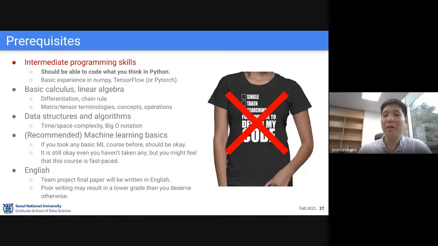If you have enough experience in Python, and if you have basic knowledge about NumPy or TensorFlow, and if you have taken some basic machine learning course before, you should be fine. But if you haven't done your homework by yourself, and someone heavily helped you, then you may have a hard time. So think about this. And if you are not sure if you have enough programming skills, just let me know, and I'll try to help you judge.